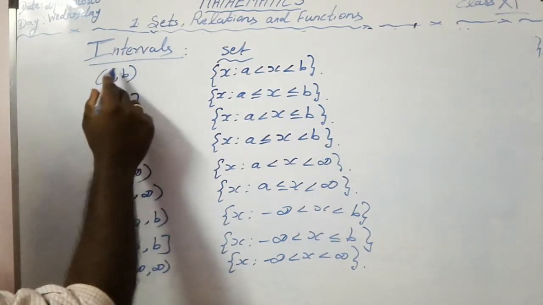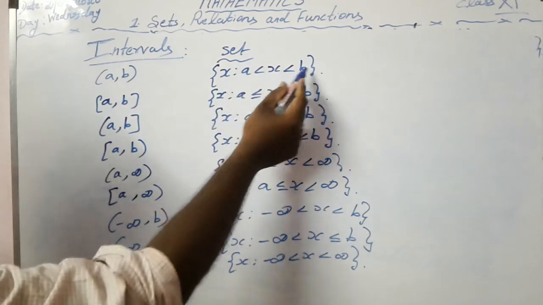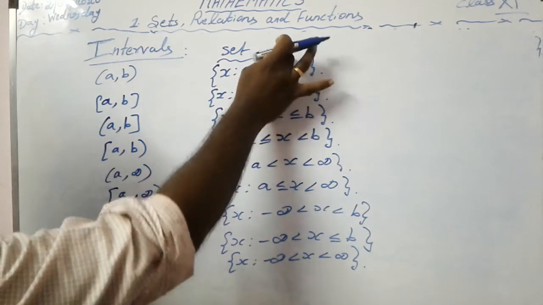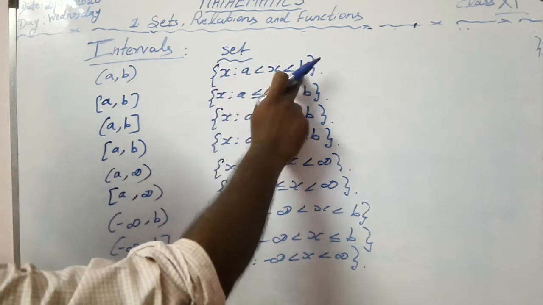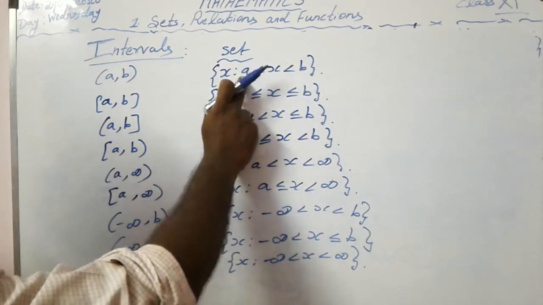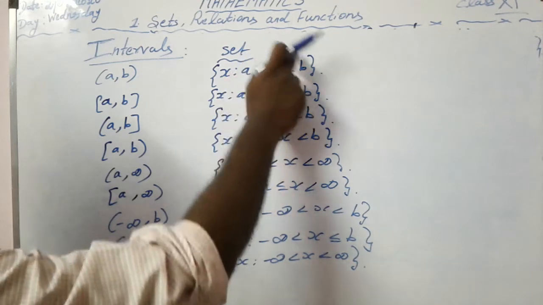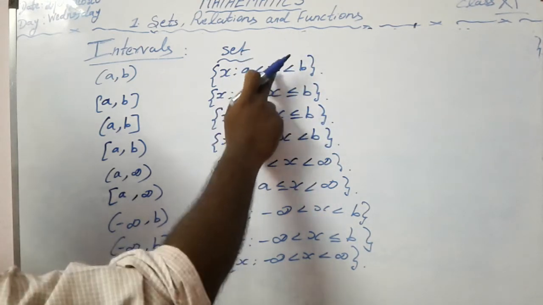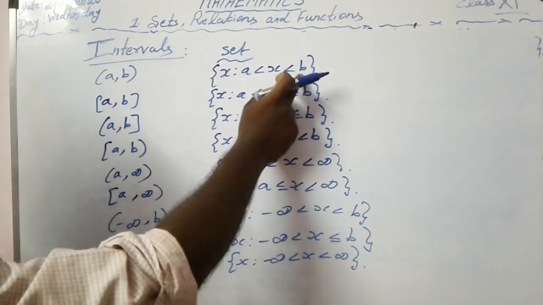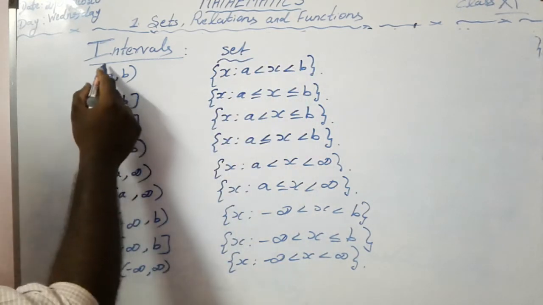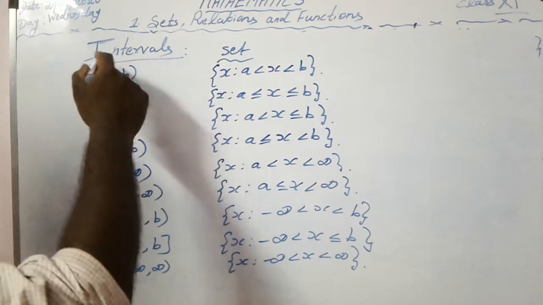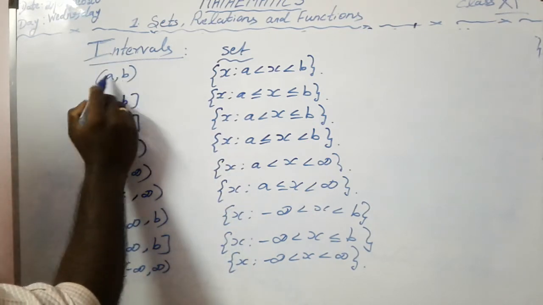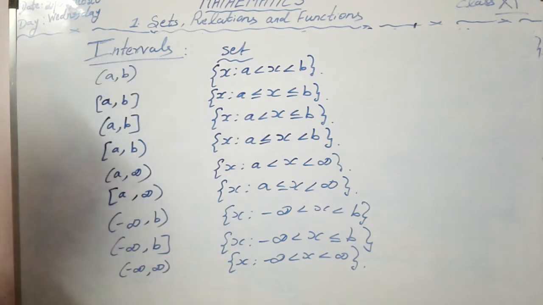Both open brackets mean except A and B. What are the elements in between A and B? That is x, excluding A and B, the remaining elements. In between A and B, what are the elements? It will come, that is x. X must be greater than A, but it should be less than B. So it is denoted as open bracket on both sides. Open bracket in the sense that A and B won't come. In between that, what are the elements?